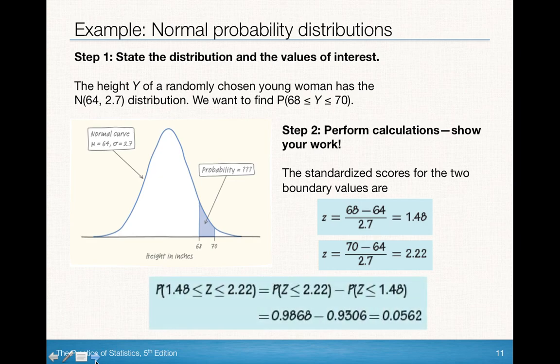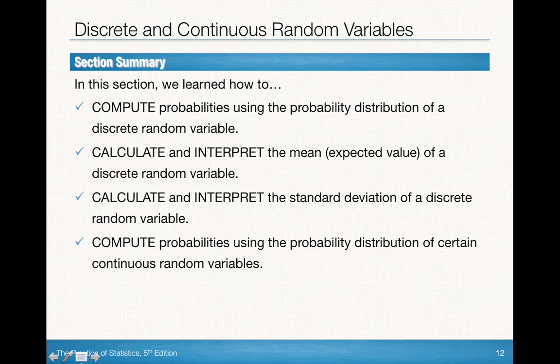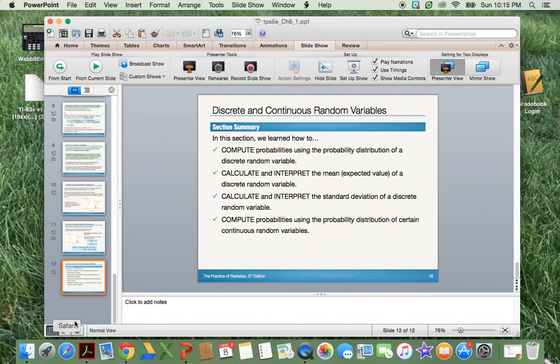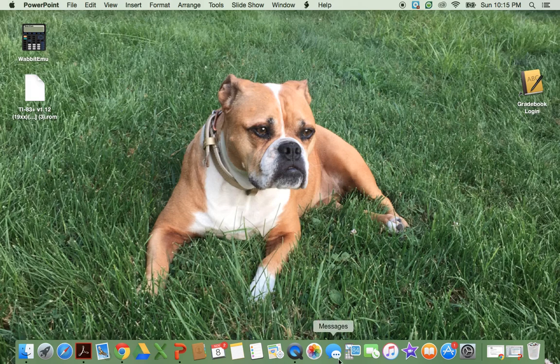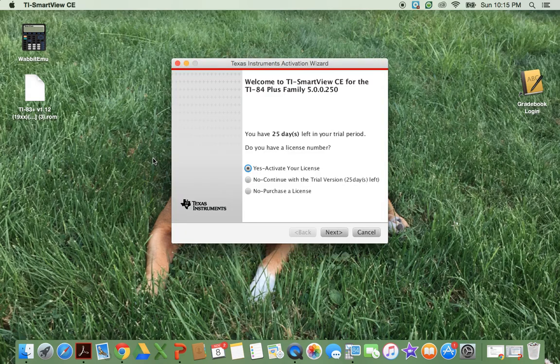We could do this right in our calculator. If you do normal CDF, and you go from 68 to 70, it'll give you the exact same values. We've done it before. So, the last thing I want to look at is, we'll do escape, so you know where it is in your calculator. You're going to go normal CDF.